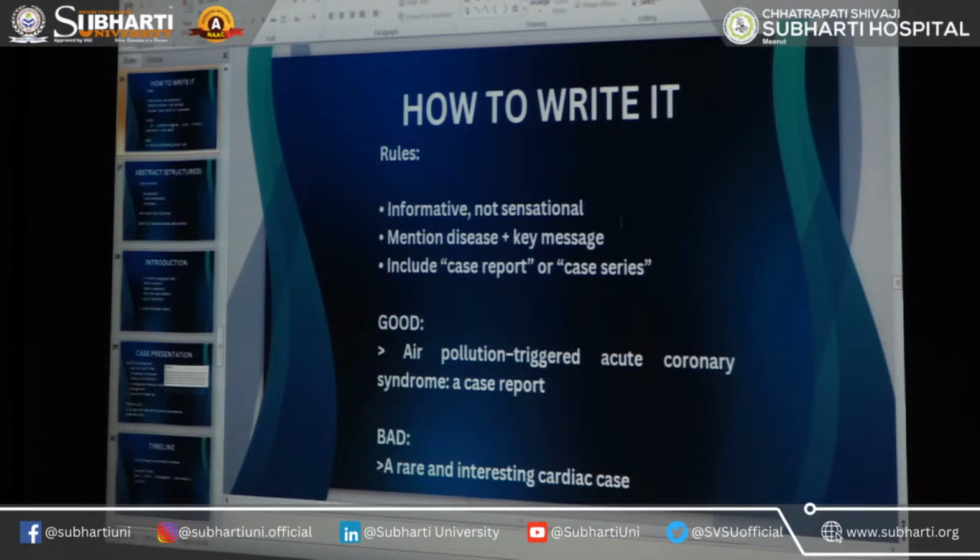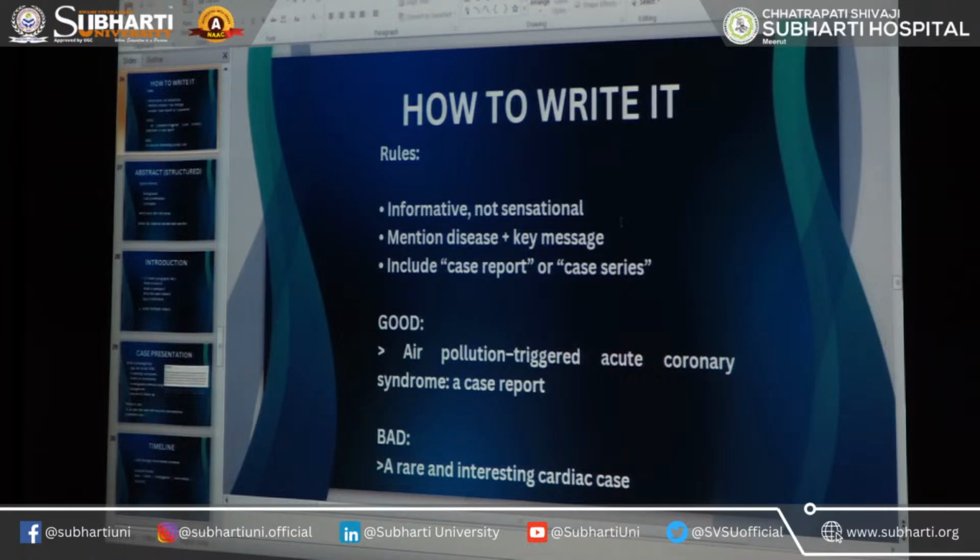Now, in the title, it's important that you include the word case report or case series so that it's indexed in an easier way and taken up easily. As told, in a case series, there have to be a minimum of 3 cases. And for a case report, it has to be an interesting enough case that it adds to the current body of literature.